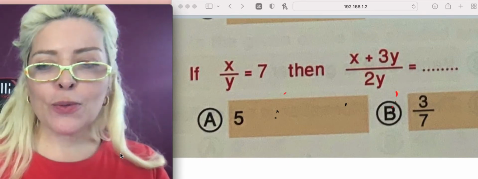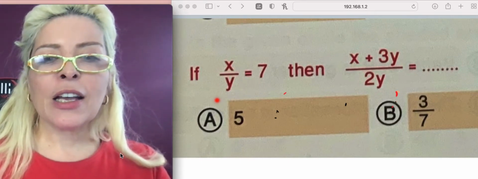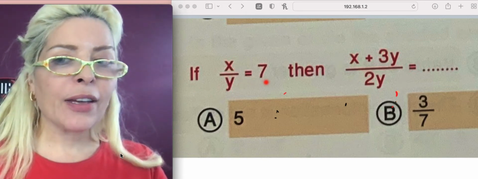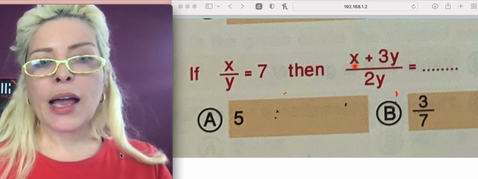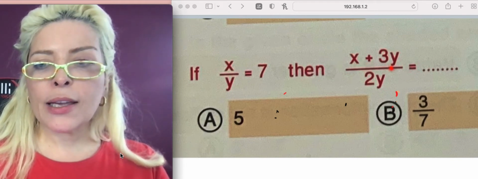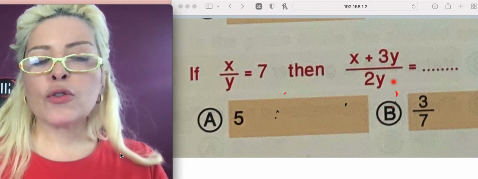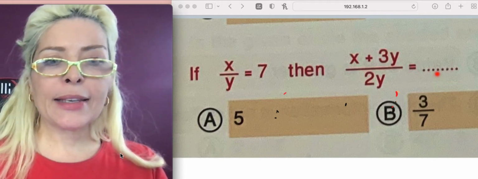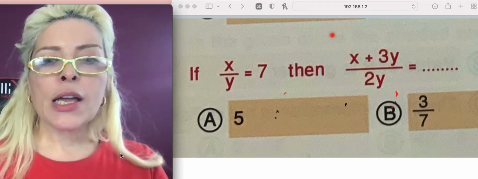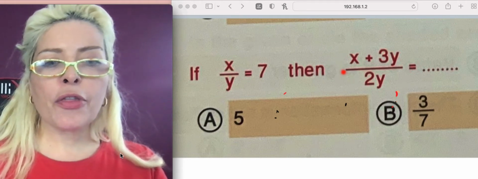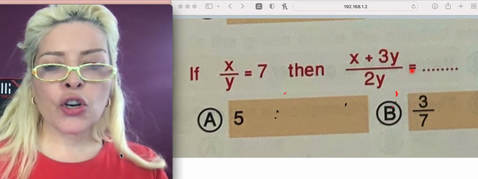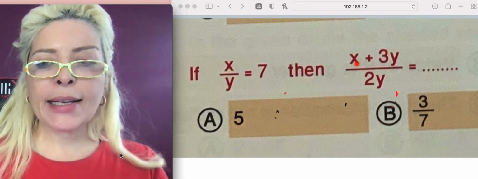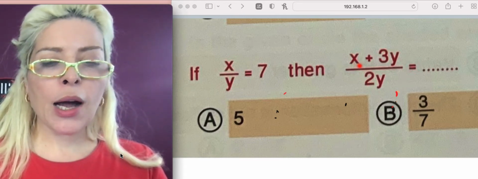What is given to us? Let's look closely. They say if x over y is equal to 7, then x plus 3y over 2y is equal to what? Now, in order to solve this problem, it is smart to replace the x with the y's.